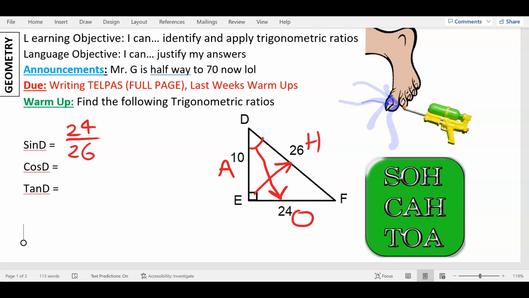You could either type it in your calculator, or if you know, they're both even, they both divide by 2, and you get 12 over 13, okay? So that's sine, S-I-N. Sine is how you say it. Then we have the second one.